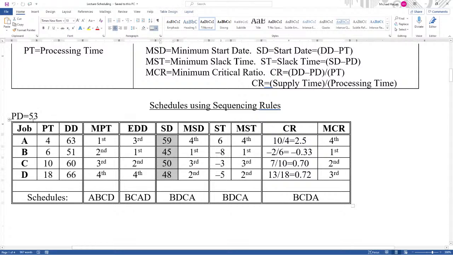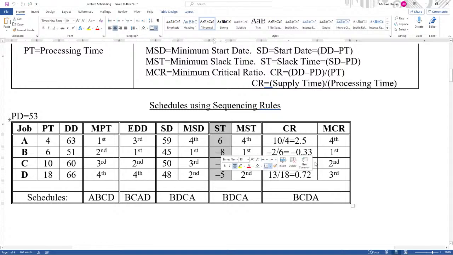Well, since I'm subtracting the same number from all the start dates, then the order in which I have my slack time will be in the same order, similar to the start date. So the schedule will be the same, the first, second, third, and fourth. But the slack time definition is why I'm introducing the minimum slack time, because the slack time can be used for analysis, whereas the start date is used for scheduling.